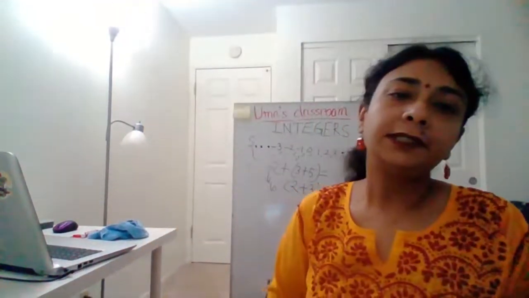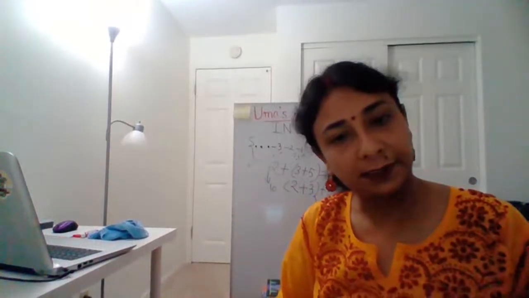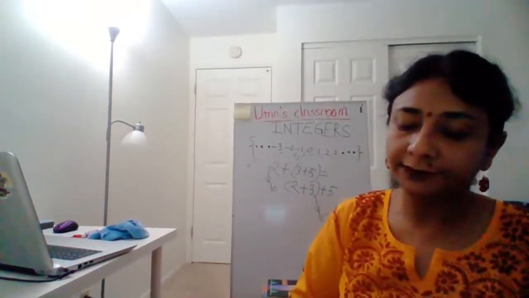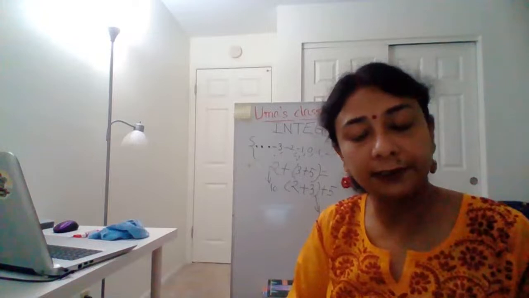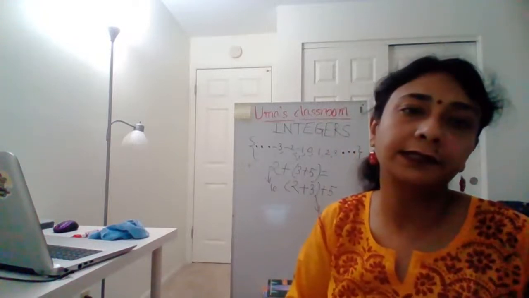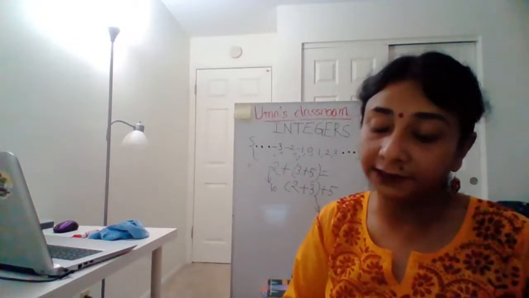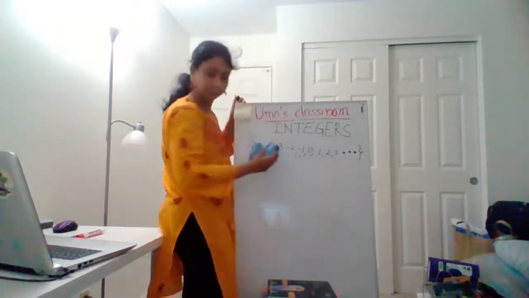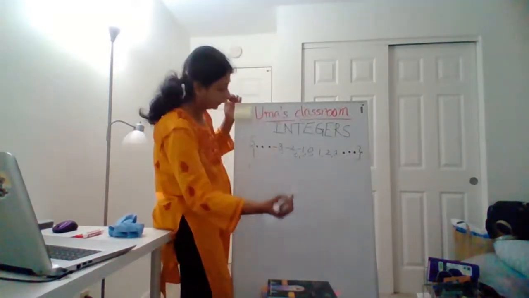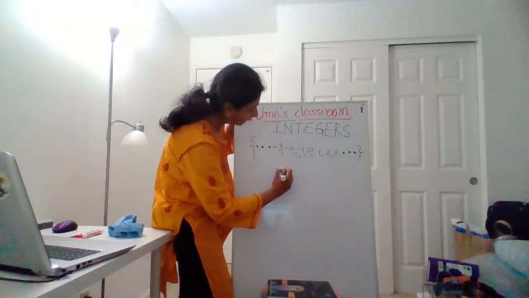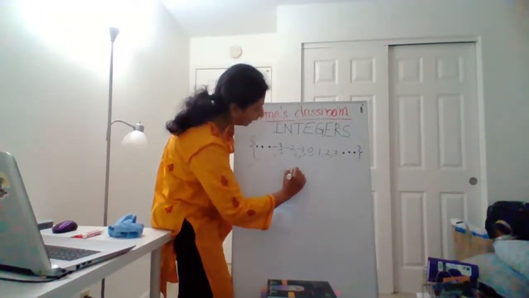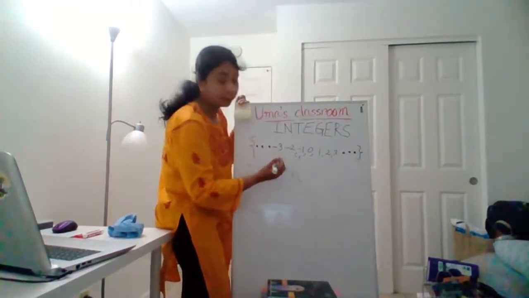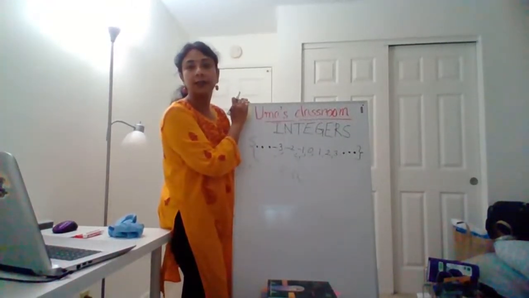And integer 0 and integer positive 1, they have a special property. Actually, integer 0 is known as the additive identity. Additive identity means if you add 0 to any integer, if someone can confirm, am I audible enough?